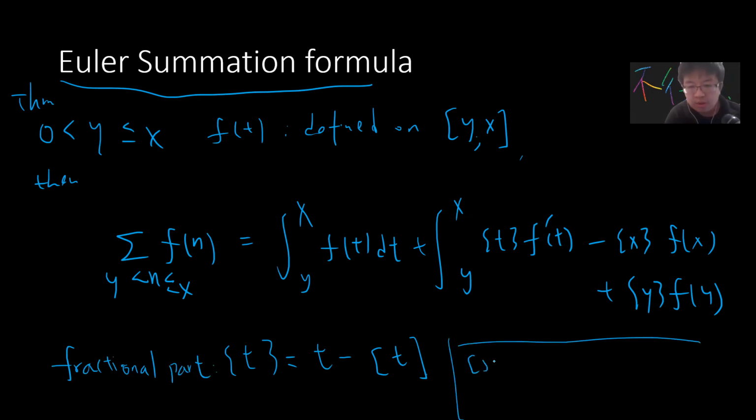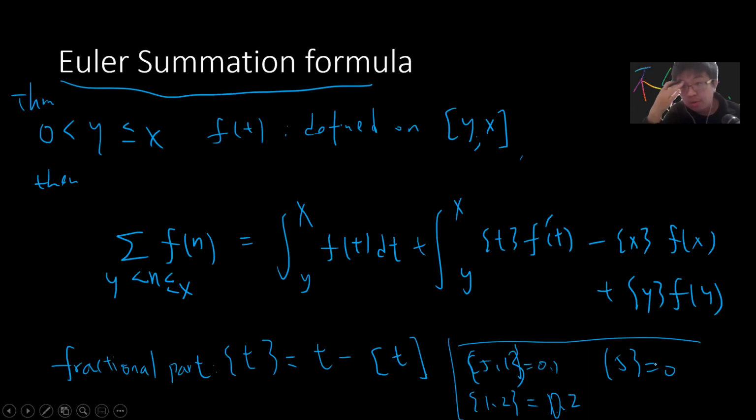So for example, the fractional part of 5.1 is 0.1, 1.2 is 0.2, and an integer has fractional part 0. This is called the fractional part. This formula is commonly used: once you understand your f of n, you can use this theorem to bound it and get your integral, and the other three terms are error terms.